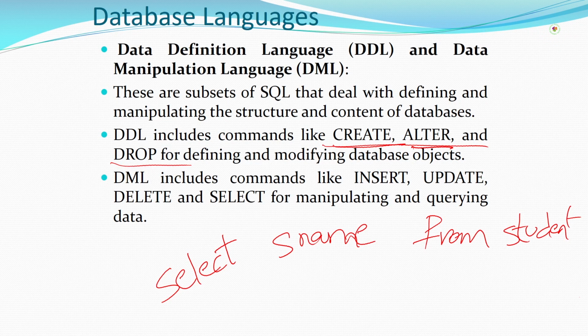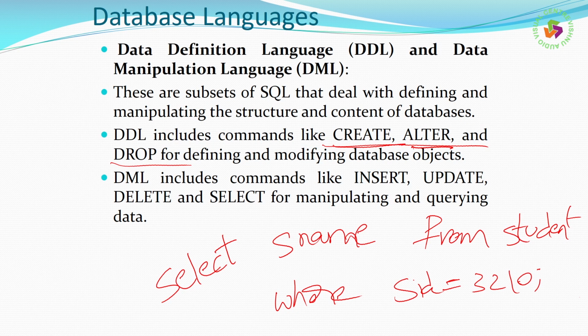Okay, if you want particularly some student's name, where SID or roll number equal to, for example, 3210. So you need the name for 3210, then you can give simply a query like this: select sname from table name where SID equal to 3210, where the student roll number is 3210. For that value, you need the sname.